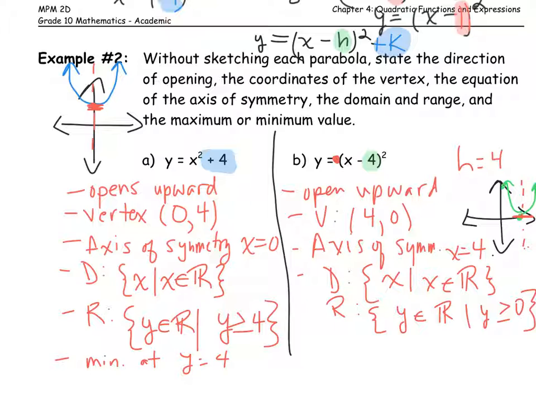And then finally, do I have a minimum or a maximum here? Well, I have a minimum because my graph is opening upward. And where is that minimum? My minimum is at y equals 0.